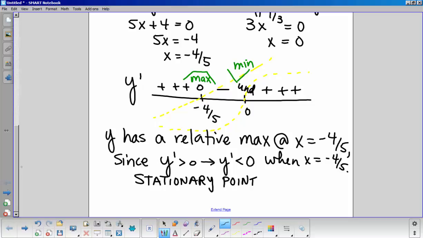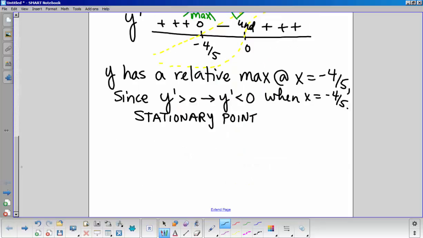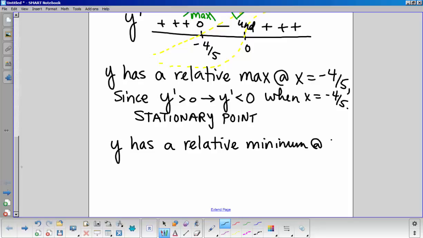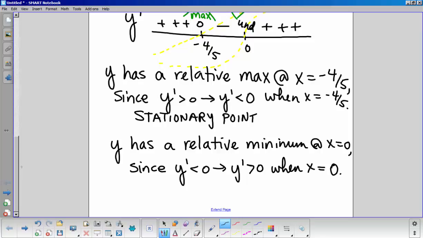All right? Now, we have a relative minimum at x equals 0. So y has a relative minimum at x equals 0. How did we know that using calculus? Since y prime is less than 0, going to y prime greater than 0 when x equals 0. And this one is a not stationary point.